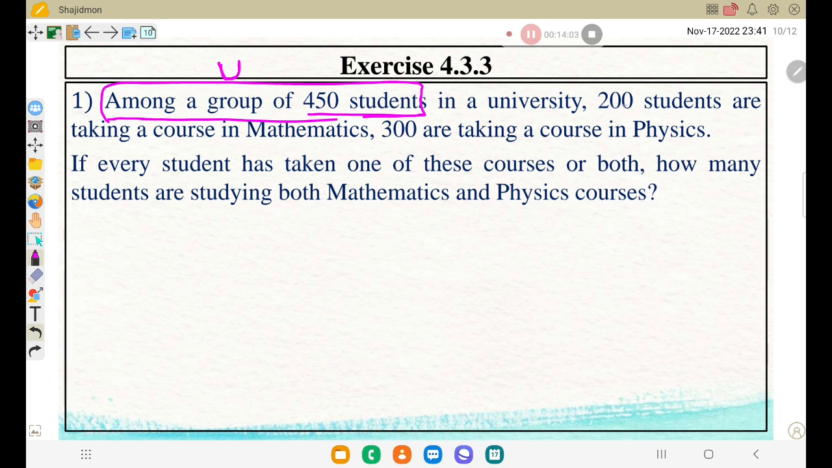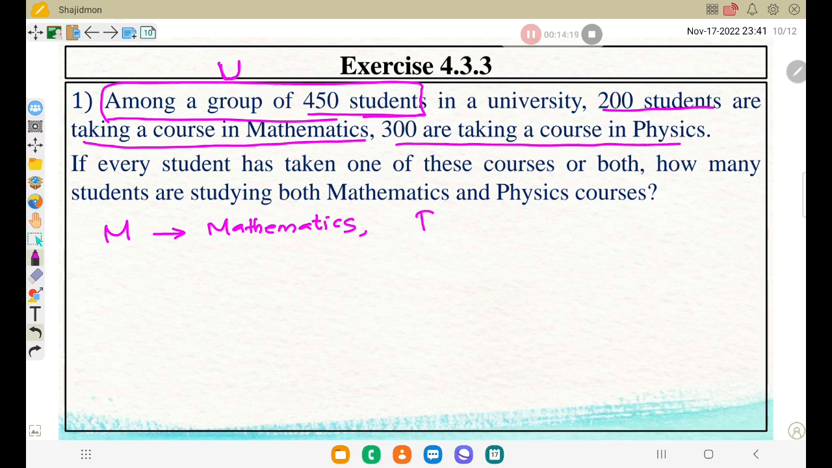In a university, 200 students are taking course mathematics. So mathematics I can represent by M. 300 are taking course physics. Physics I am representing P. Only 2 courses, correct? So number of mathematics is 200. 200 students are studying mathematics. Number of physics means 300. 300 students are studying physics here, correct?